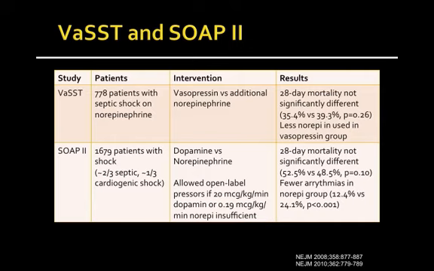Did they look at different types of shock? Are those results just for everything, or did they separate? They actually did break it down. What's interesting is that in the septic shock group there was still no difference in the primary endpoint, but in the cardiogenic shock group there's actually a trend toward improved outcome with norepinephrine.